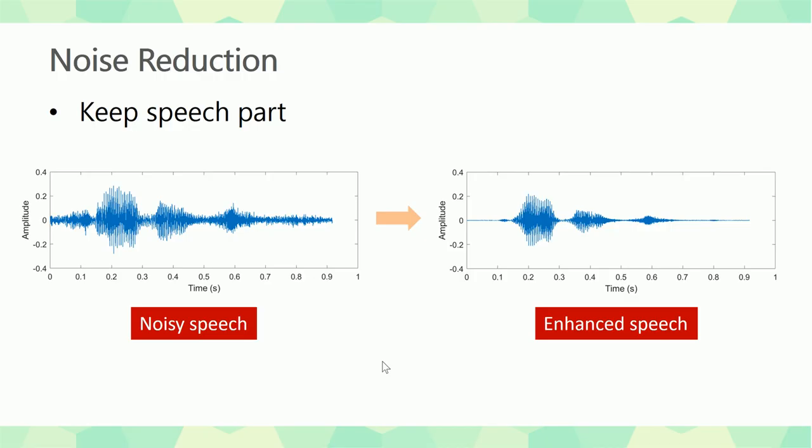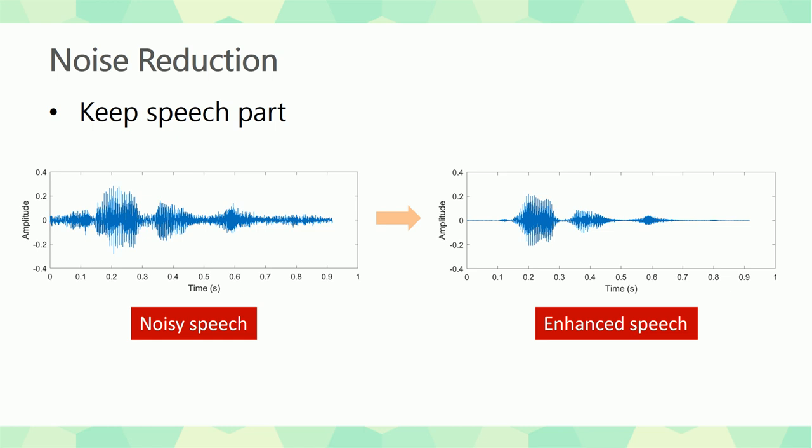Some say noise reduction, some say noise cancellation or noise suppression or denoising algorithm. All we want is to keep the speech part. You can see the left figure. In the left figure, here is the speech. You can see here, and there is some noise. So we want to use our algorithm to remove the noise from the left side to the right side. And the right side is enhanced speech. That is the very clean speech and we remove its noise.